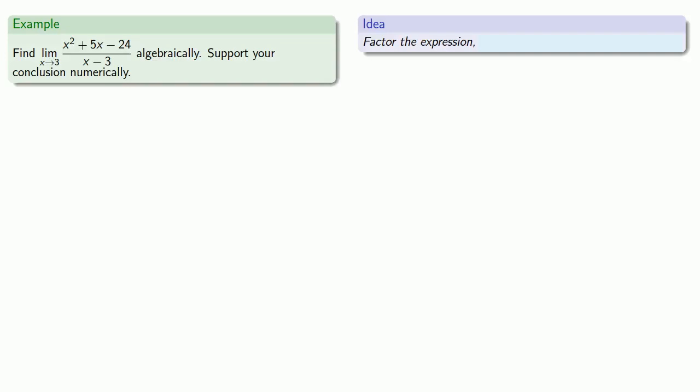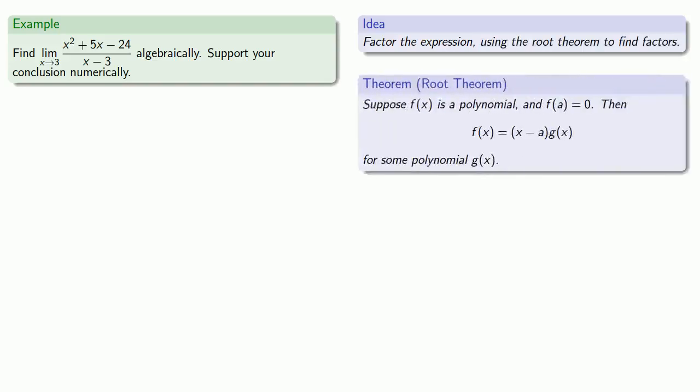Now, factoring is generally a difficult task. However, we're in luck. When we need to use it, we can rely on the root theorem to find the factors. In case you've forgotten, the root theorem is that if you have a polynomial f of x and you know that f of a is equal to 0, then you know that x minus a is a factor. And the reason why it's useful is that we only ever worry about factoring if we get a 0 in the numerator and the denominator, which means we'll have a factor immediately.